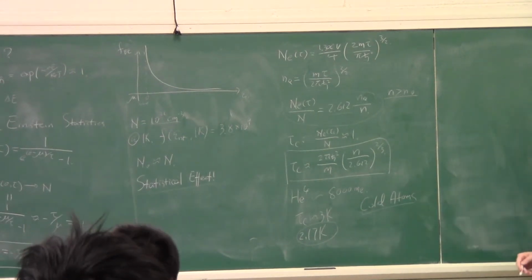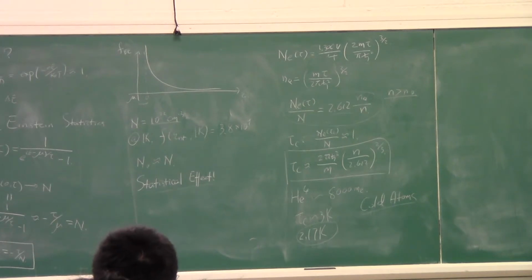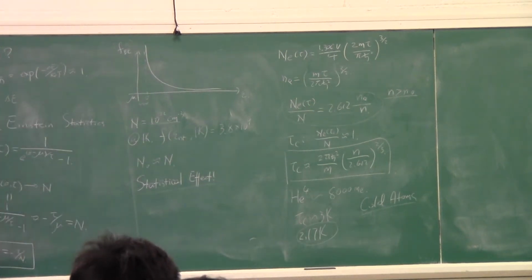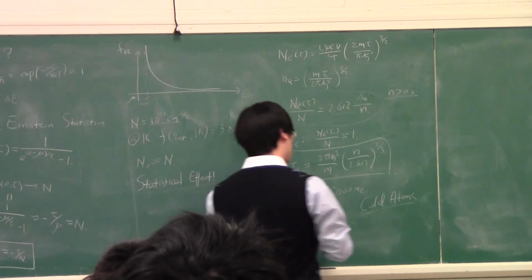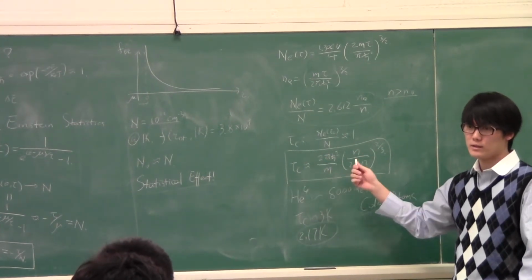So we're not going to talk about that. This gives you a brief introduction of bosons and condensation, and it tells you what is a low enough temperature. Actually, it's not quite low. The condensation temperature is given by this.